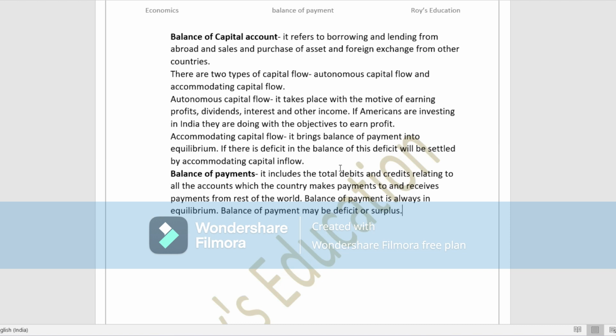So this much for today's class. In the next class, we are again going to discuss the causes of the adverse balance of payment. If there is a disequilibrium, a deficit or a surplus in the balance of payment, what will happen? Generally, if there is a deficit in the balance of payment, what are the reasons for it? Obviously, if there is a deficit, there will be an adverse effect. So, what are the reasons for it? We are going to discuss in the next video.